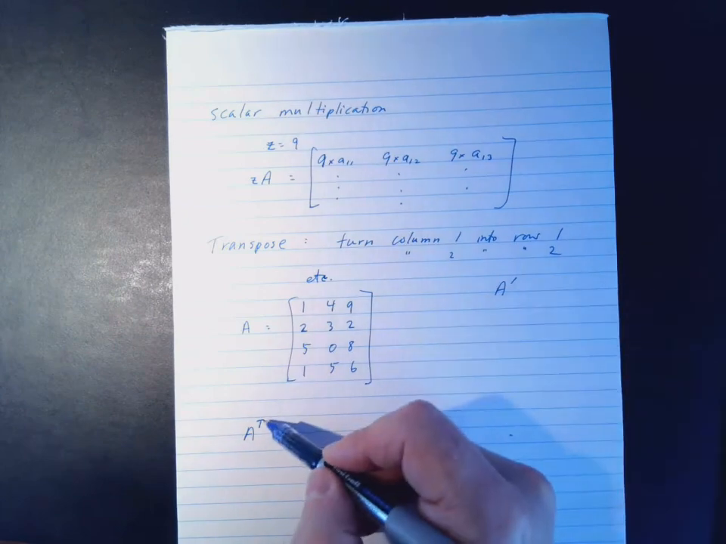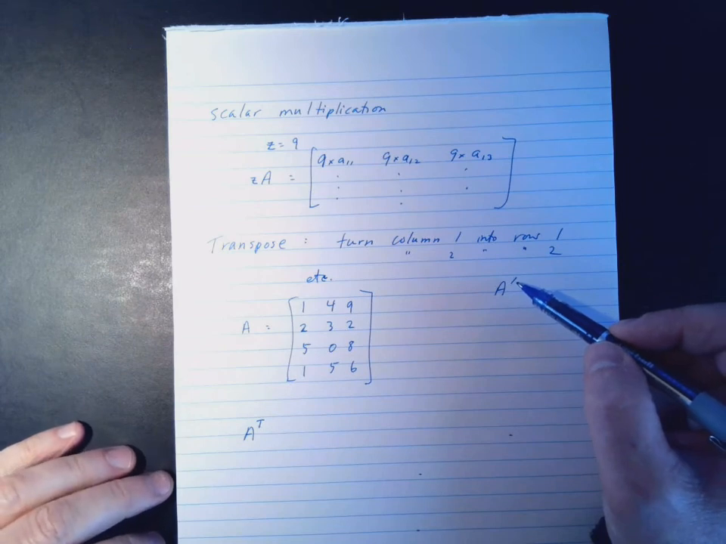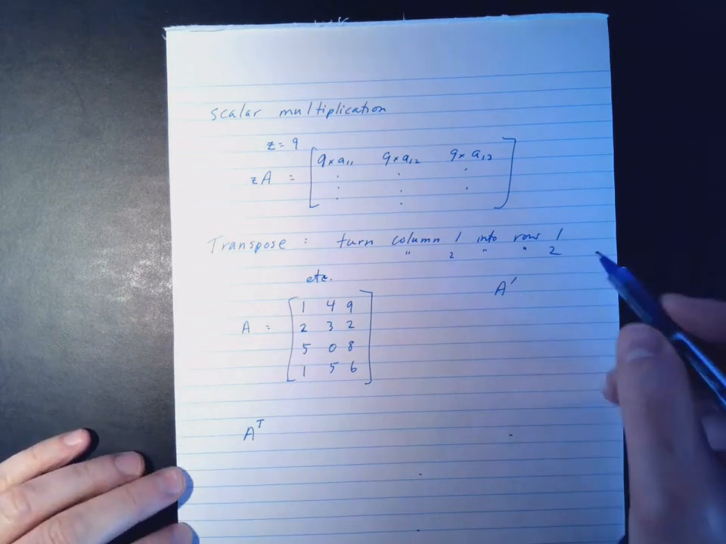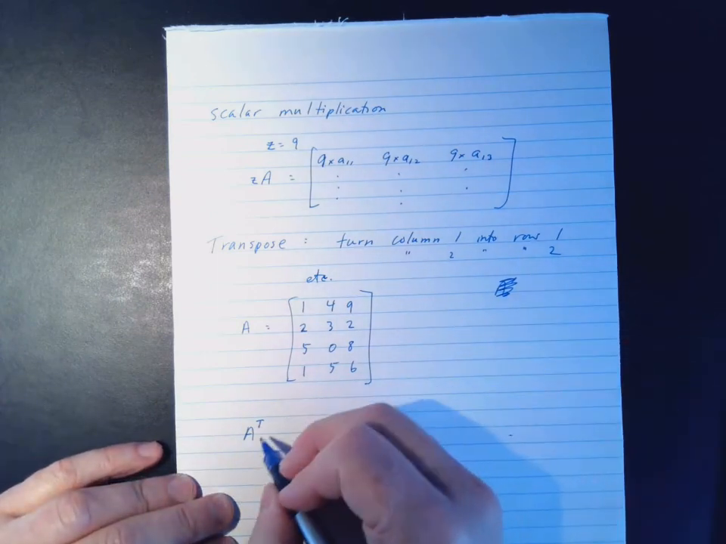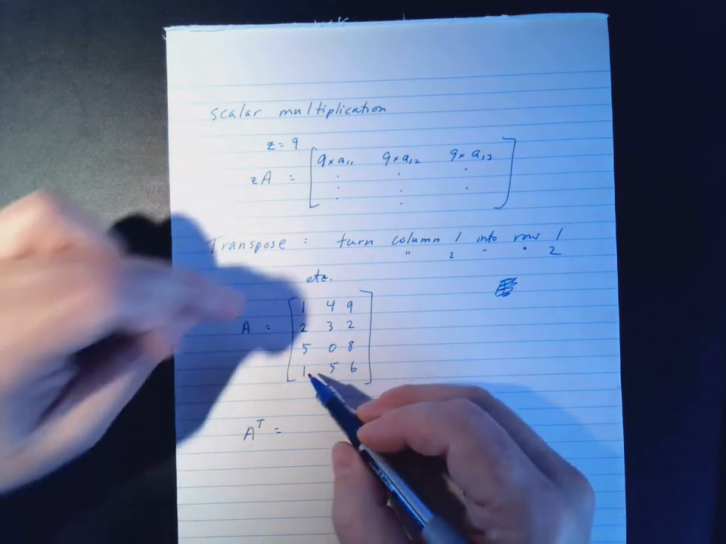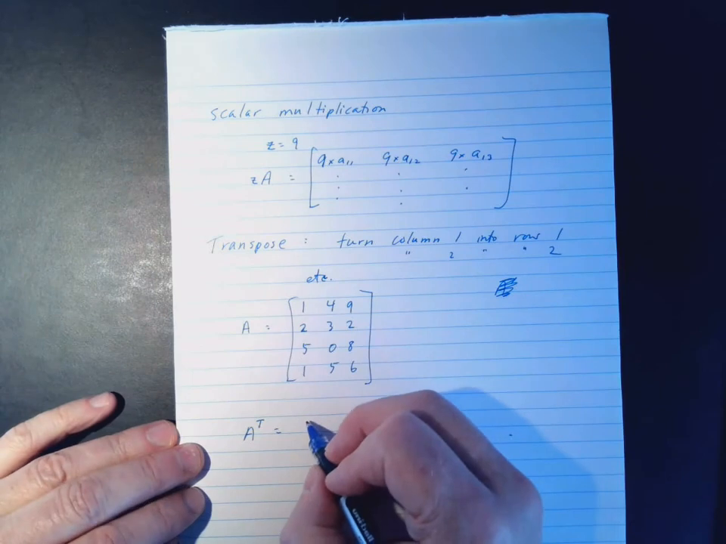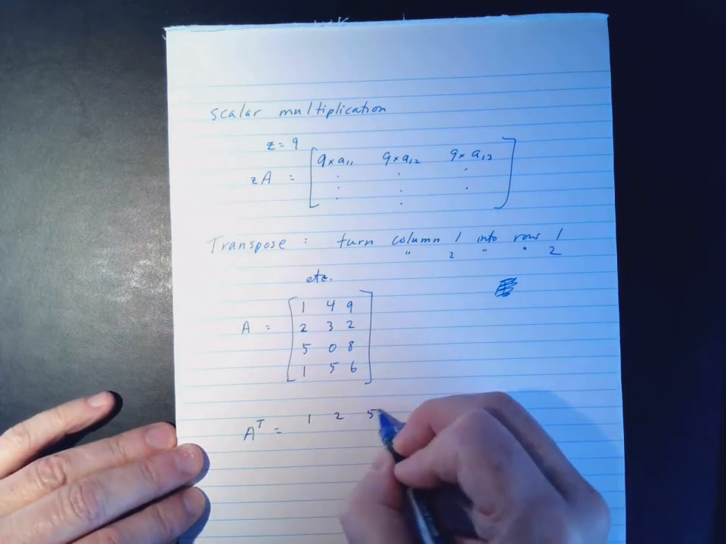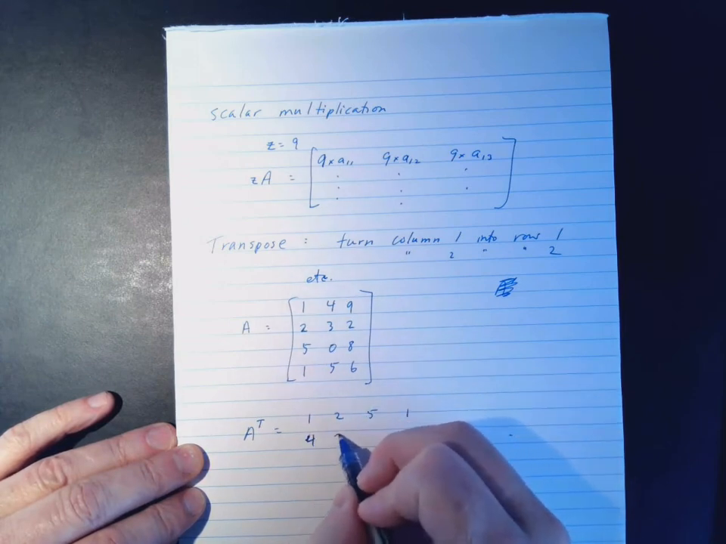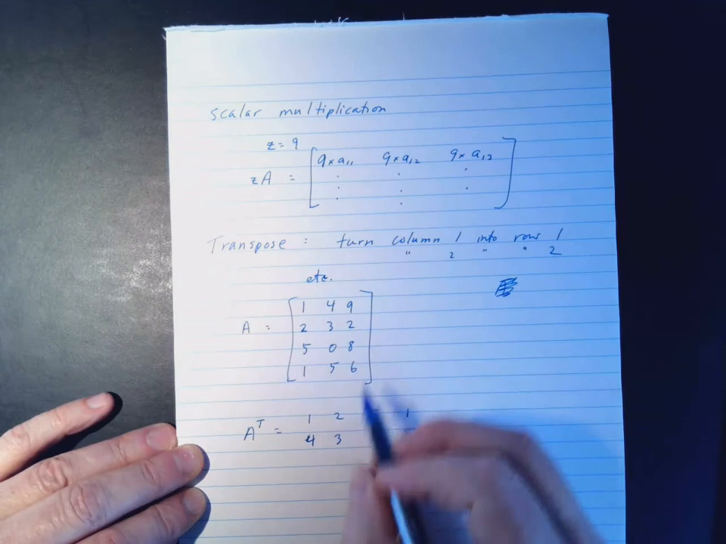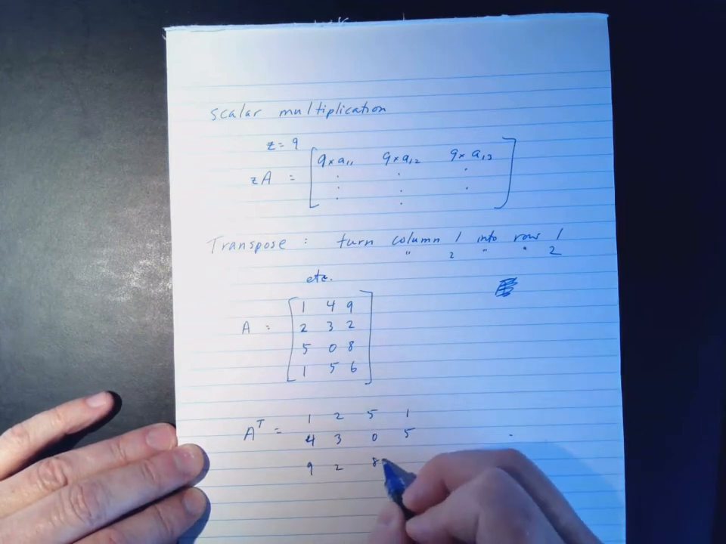I think it's a good habit to use superscript T because when you get into applying calculus to matrices, the prime also denotes a derivative, so it can sometimes be a little confusing. So A transpose, what we do is we take this column and turn it into a row. So we have 1, 2, 5, 1, and then we do the same with the second column, 4, 3, 0, 5, and the third column, 9, 2, 8, 6.